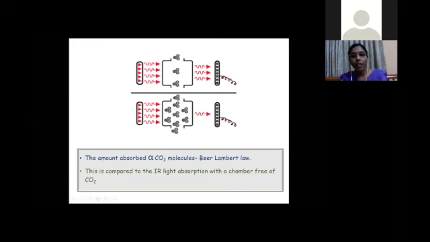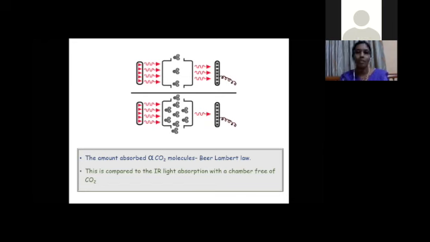The amount of infrared rays that is absorbed depends on the carbon dioxide molecules that are present. So this is the Beer-Lambert law. If there are more carbon dioxide molecules, more infrared absorption and less transmission happens. If there are fewer carbon dioxide molecules, more of this infrared light is transmitted, so there's less absorption. Based on this, these values are compared to the infrared light that is absorbed with a chamber that is free of carbon dioxide, and a value is displayed.